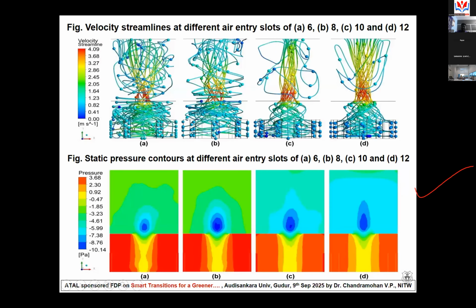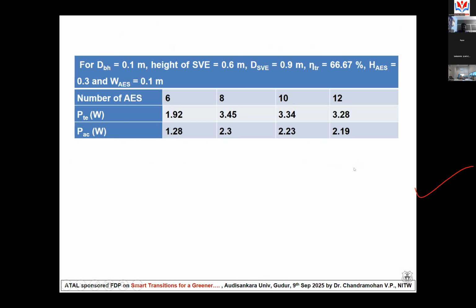These are the air velocity contours for different air entry slots. In the circular plate, if you provide 6 slots, how the velocity looks like, 8 slots, 10 slots, 12 slots, like that we were able to run different simulations, and then finally we could come to a conclusion.